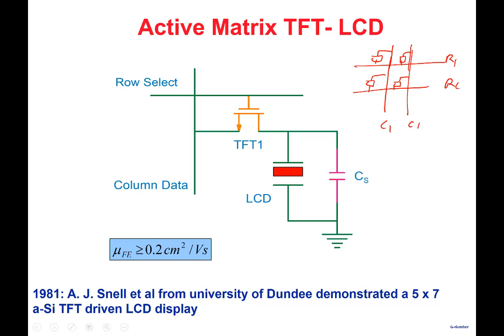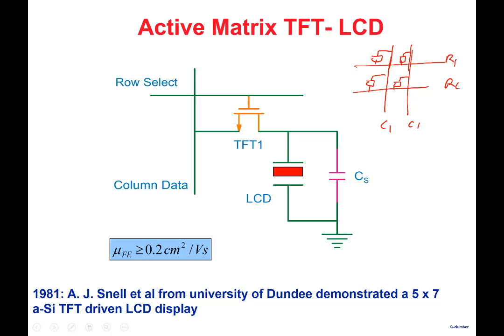Each pixel is an LCD cell, which is like a capacitor. And along with it, there is a capacitor here and there is a TFT here. So this is one pixel that you see here. Now, suppose you want a particular pixel to be opaque or transparent. You select that particular row, turn this TFT on, and allow this voltage to charge this capacitor. Let's say at that particular voltage, the cell is opaque.